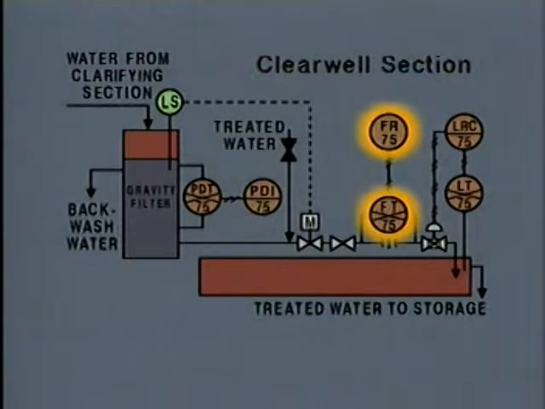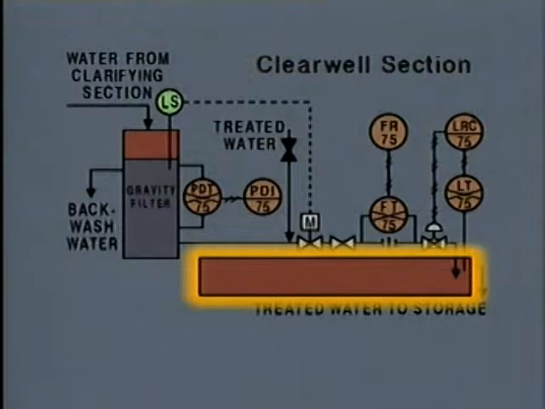These symbols represent the components of an instrument system that records the flow of water to the clear well section. The clear well holds the treated water until it's sent to storage.